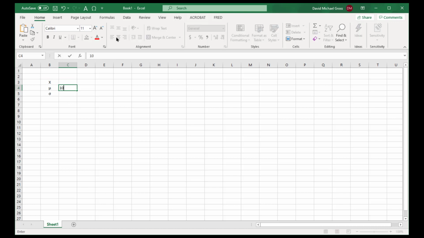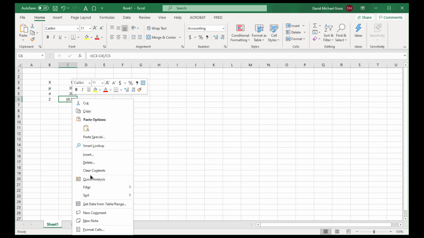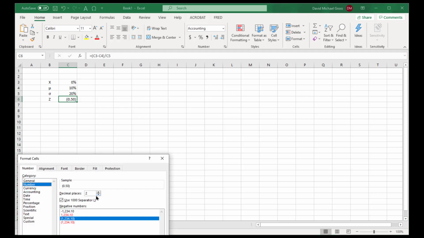We'll go back with the same inputs we had before, which was a 10% return and a 20% standard deviation, and we said we'll look for a 0%. My Z is going to equal the distance between the mean and what I'm trying to target. That's going to be -10, but I need to standardize this by the standard deviation. I get that this isn't a percent, this is a decimal number. I'm going to go to format cells and do a regular number with 2 decimal places.